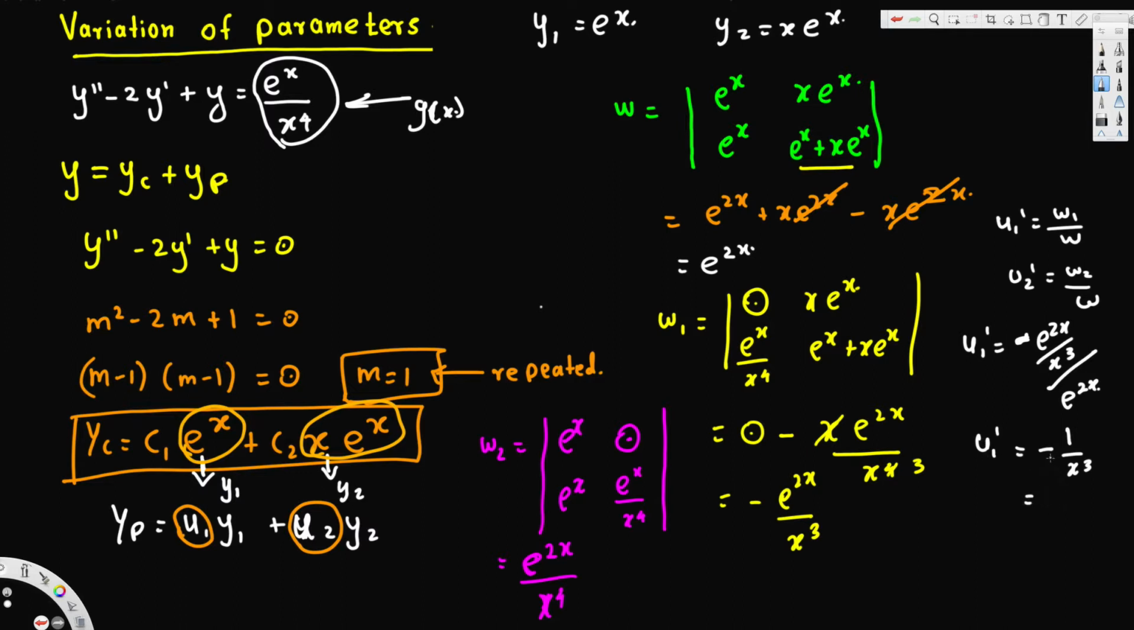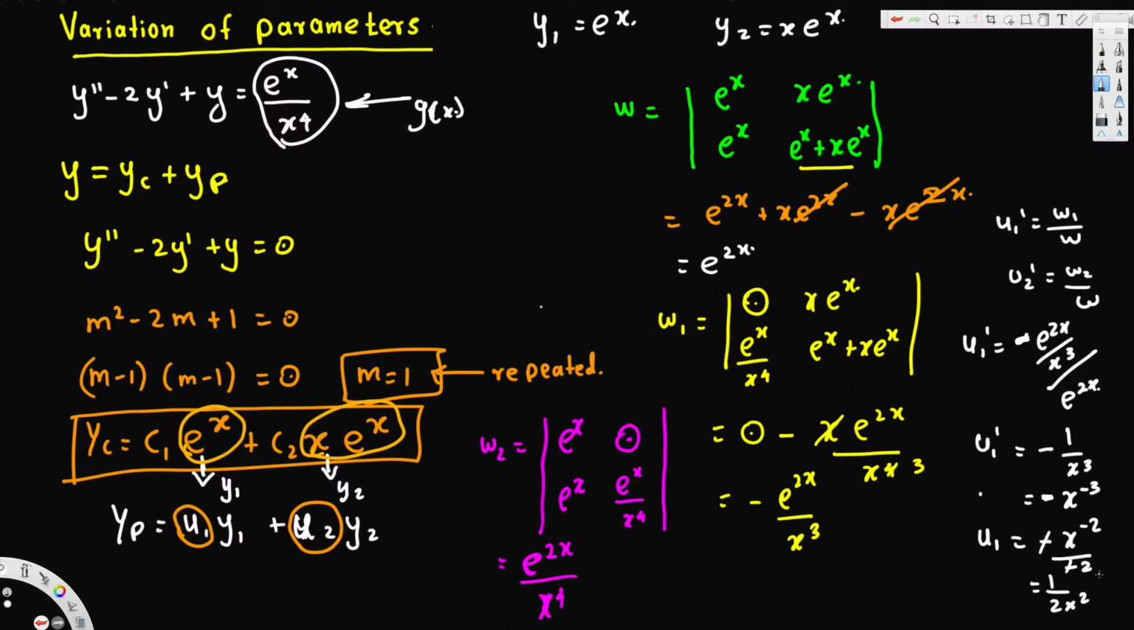Let me write this one in a better way first, so integration will be much easier. We can write this one as x power minus 3, and if we integrate this one, this is going to become u1. The integration of this one is going to be negative x power minus 2 divided by minus 2, and the minus 2 cancels each other. We will end up with 1 over 2x square. Okay, u1 is 1 over 2x square.